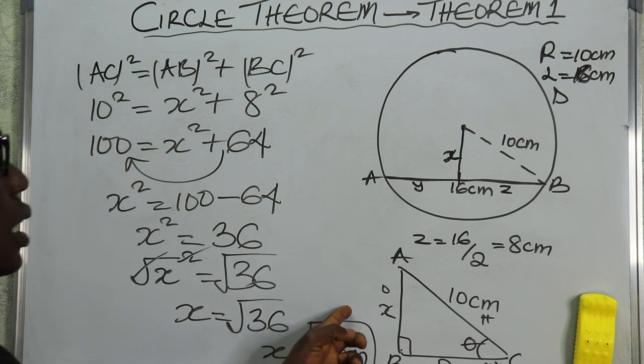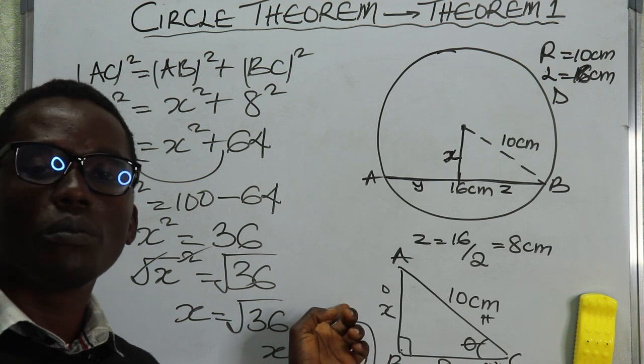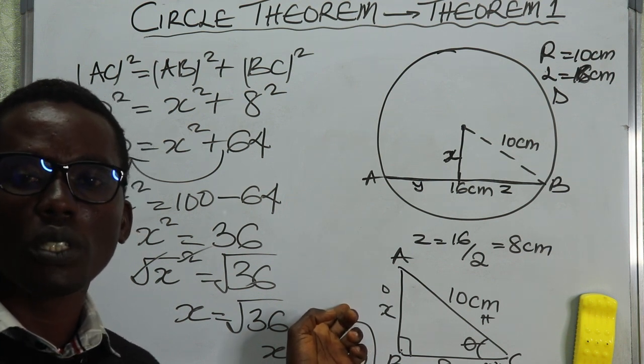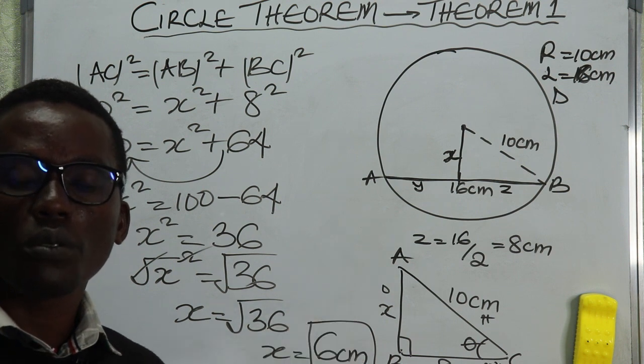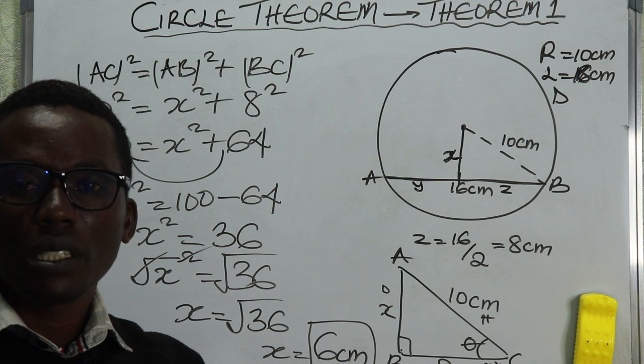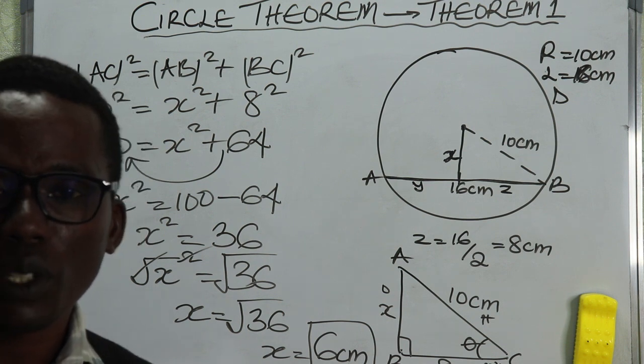So you see that the distance from the center of the circle to the chord is what? The distance of the chord from the center of the circle is 6 what? Centimeter. You see how easy it is to solve this question.